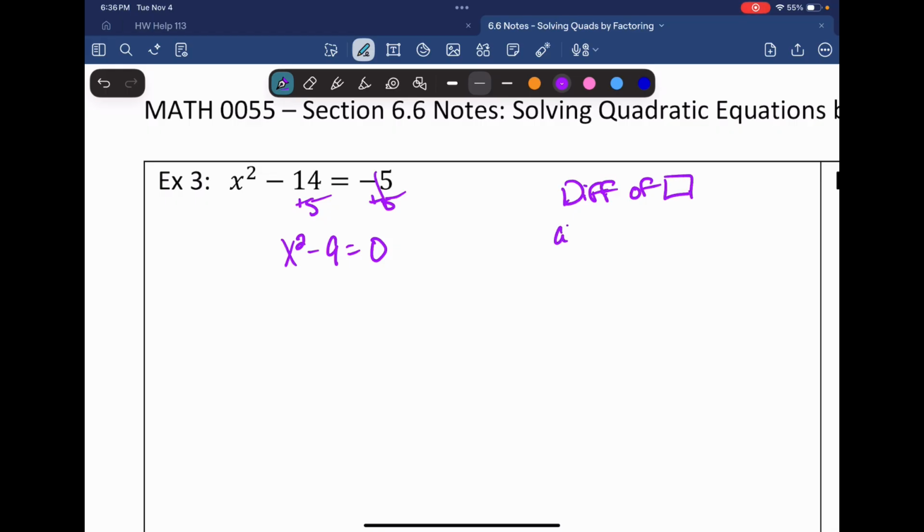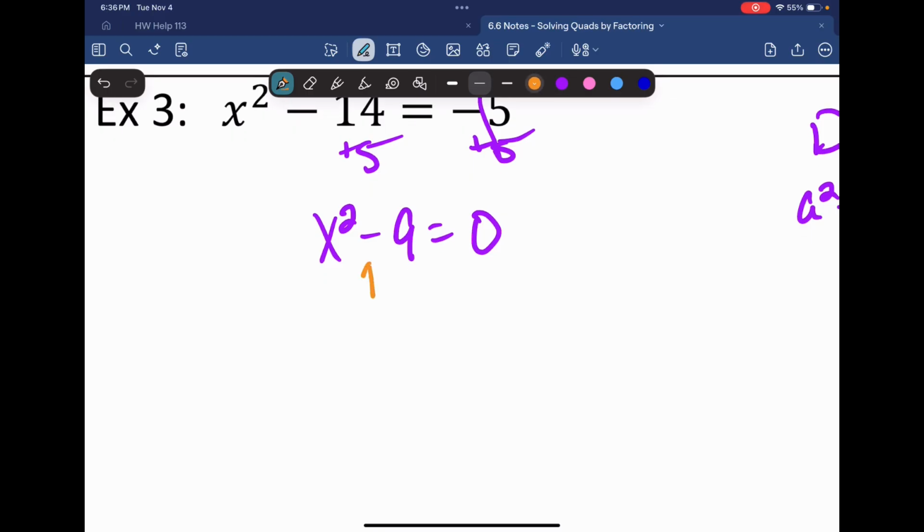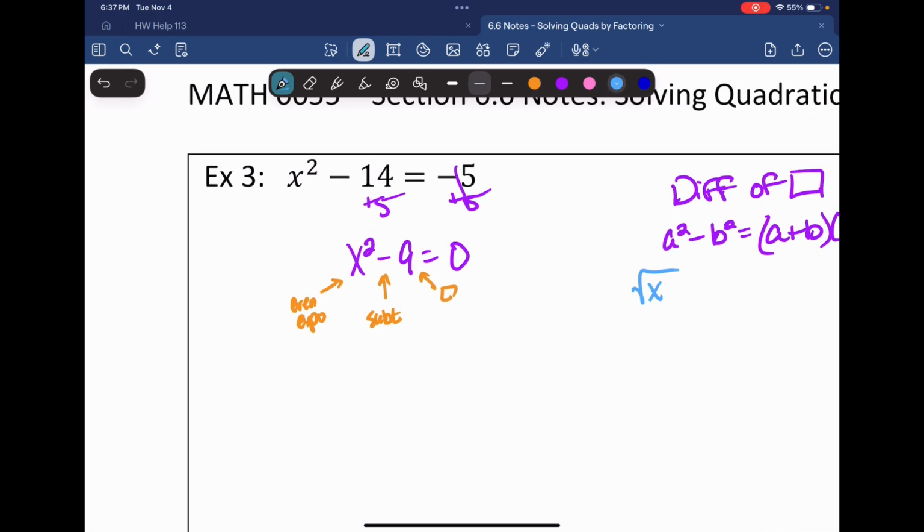If you remember, that's a difference of squares: a squared minus b squared equals a plus b times a minus b. So I want to double check. I've got a subtraction sign. x squared has an even exponent, so it's a square. And then 9, is there a number times itself that gives you a 9? Yeah, that's a square too. We'll take their square roots, and we add them and subtract them.